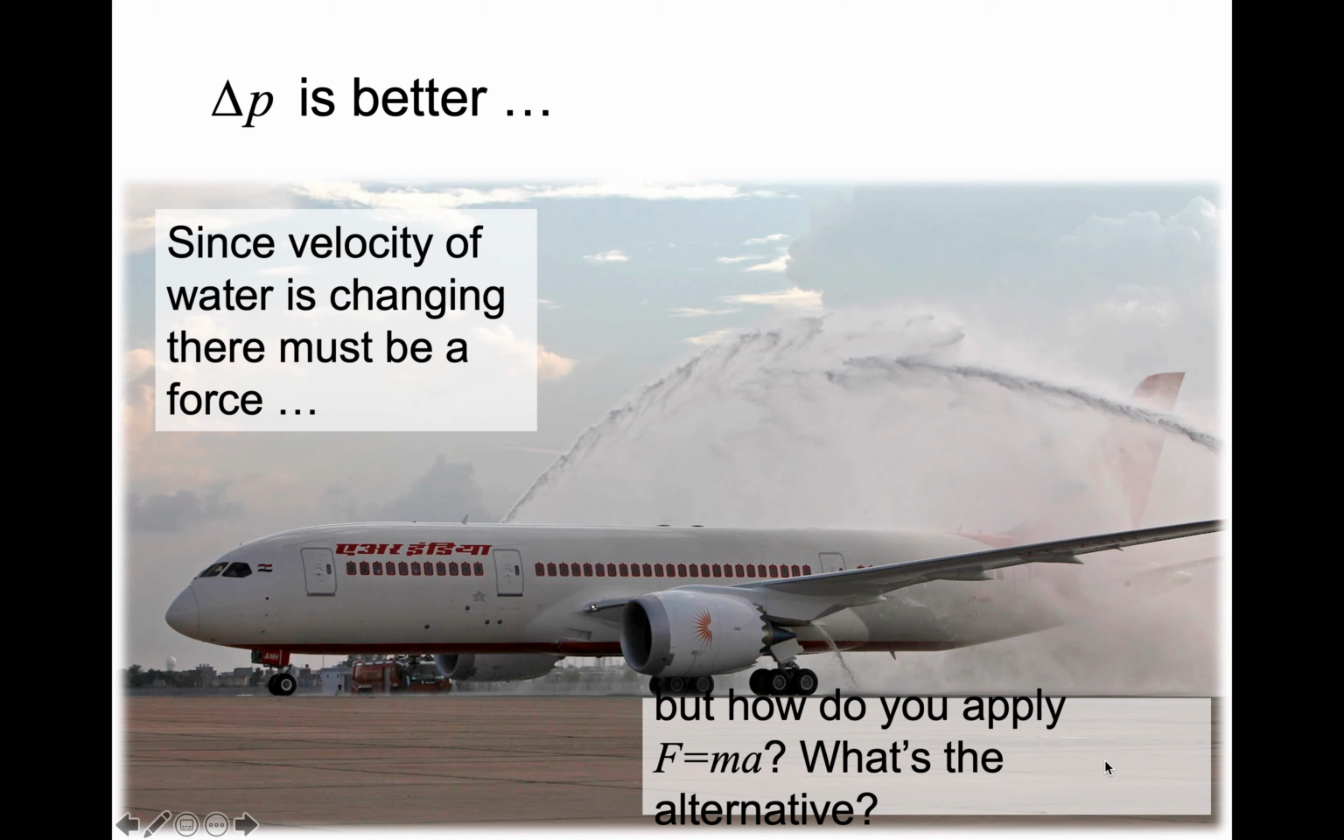For example, here those jets of water are exerting a force on this aeroplane when they hit it, but we can't really use F equals ma to calculate, because, yes, they're accelerating, but what mass are we going to use? It gets a bit more complicated. So rate of change of momentum is the better alternative in that situation.